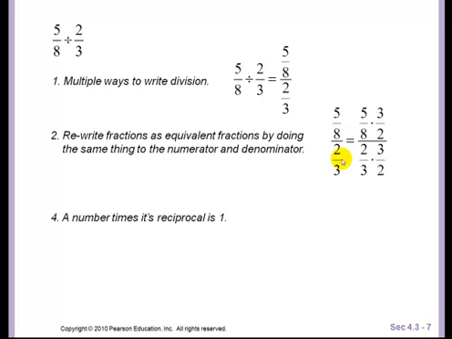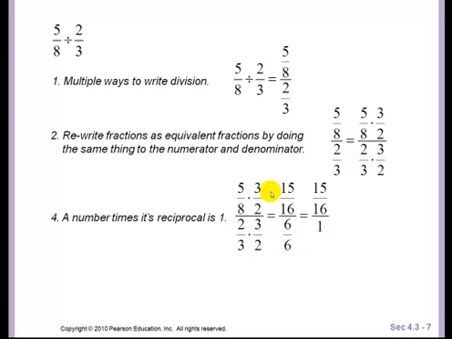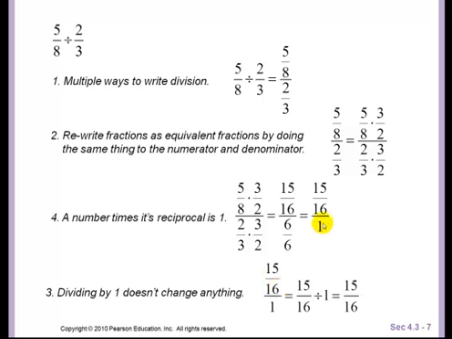The reason I do that is because 2/3 and 3/2 are reciprocals. So when I multiply 2/3 times 3/2, I get 6 over 6, which is 1. However, I had to do the same thing to the top. So I multiplied that first fraction by the reciprocal of the bottom fraction, or the second fraction. I did that to get rid of my denominator. And again, dividing by 1 doesn't change anything. So therefore, 5/8 divided by 2/3 is the same as 15/16.